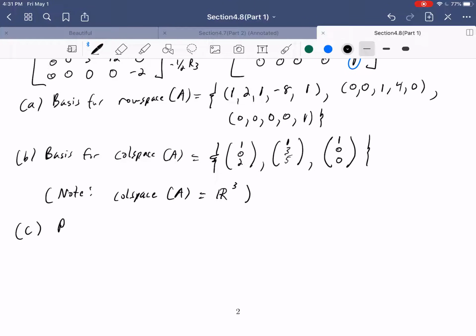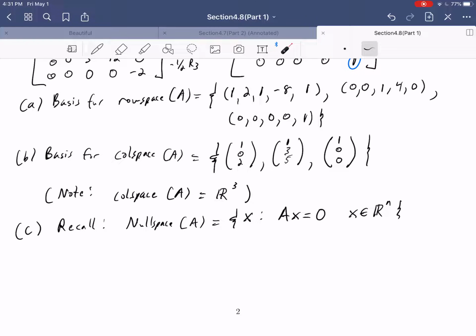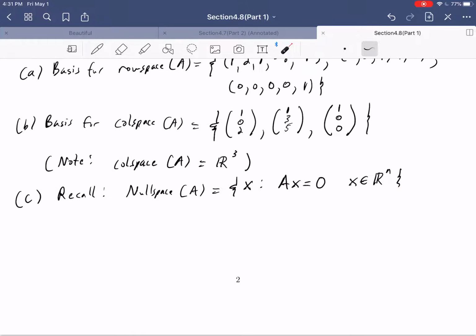So as just a quick reminder, recall null space of A. Remember that right there is the set of vectors x such that Ax equals 0, with x an element also of Rn. Why does x have to be an element of Rn? Well, because A is m by n, and if you're multiplying by a vector, it would have to be n by 1 to make the matrix multiplication make sense, so that x is in Rn here.